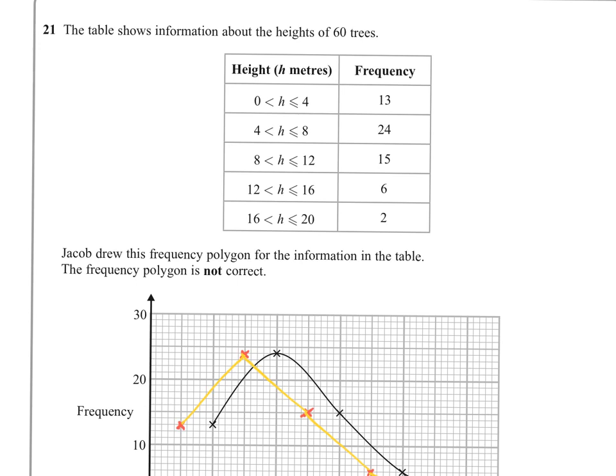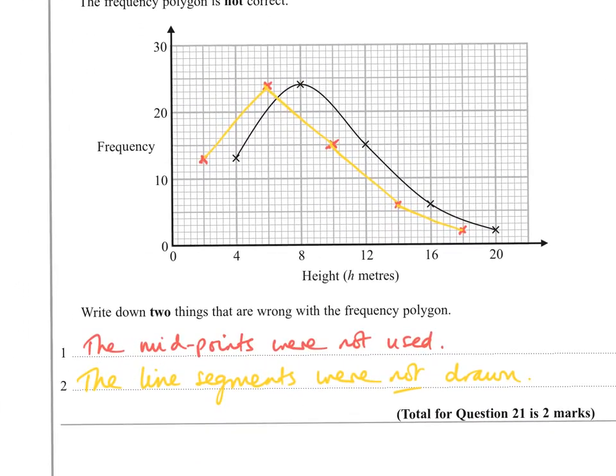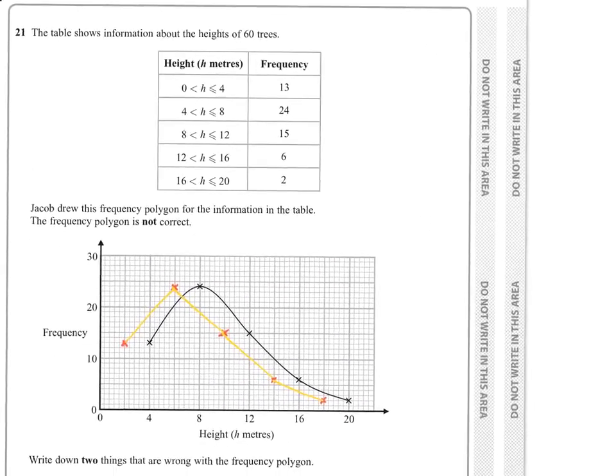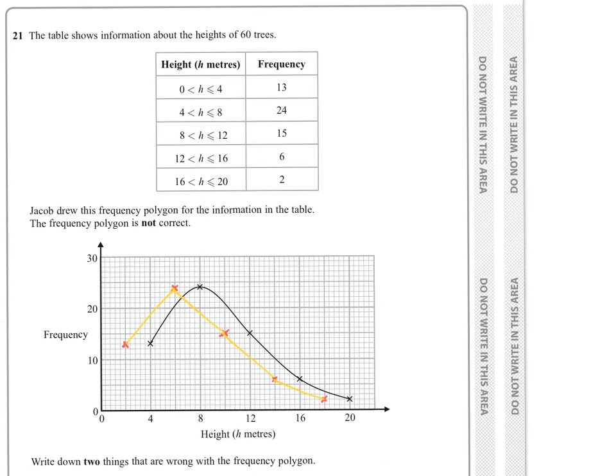Question 21. The table shows some information about the heights of 60 trees, and Jacob drew this frequency polygon, and we had to outline 2 things that were not correct. Well, I've outlined them here. I've said the midpoints were not used. So you can check back to the original frequency table, and you can see here between 0 and 4 we should have gone 2 and then up 13, which was not done. It went from 4 to 13 and so on.